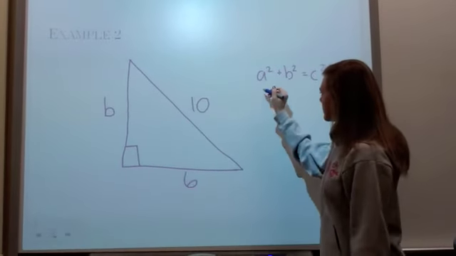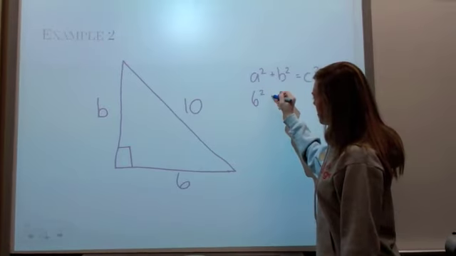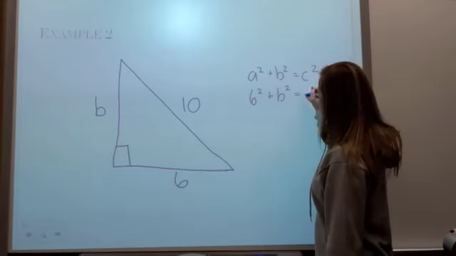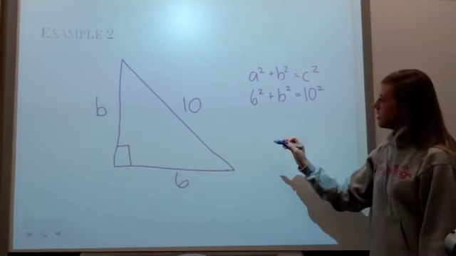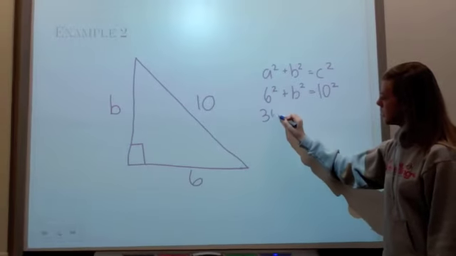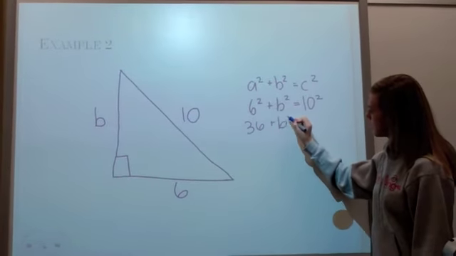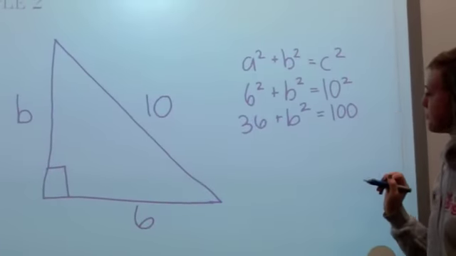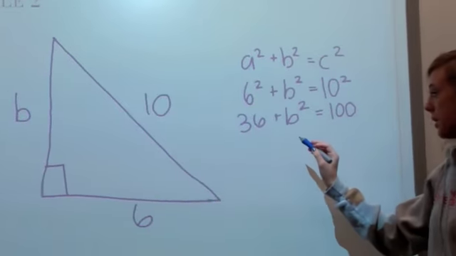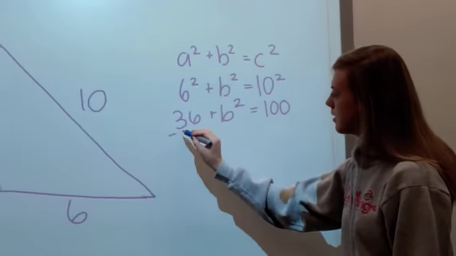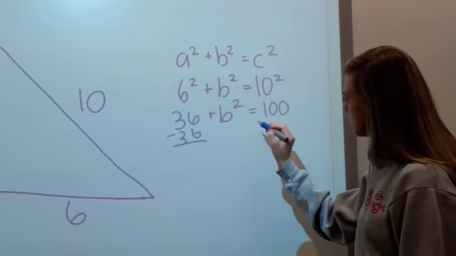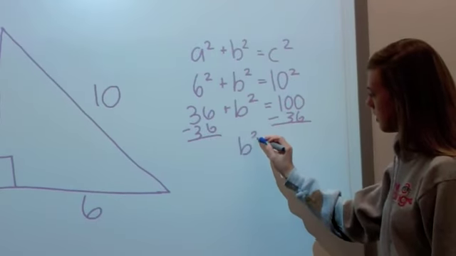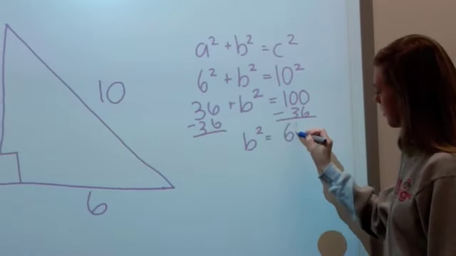Our a is 6, so we have 6 squared plus b squared equals c, which is 10, so 10 squared. 6 squared is 36. Carry the b squared, and 10 squared is 100. To solve for b squared, we need to subtract 36 from both sides. So we have b squared equals 64.